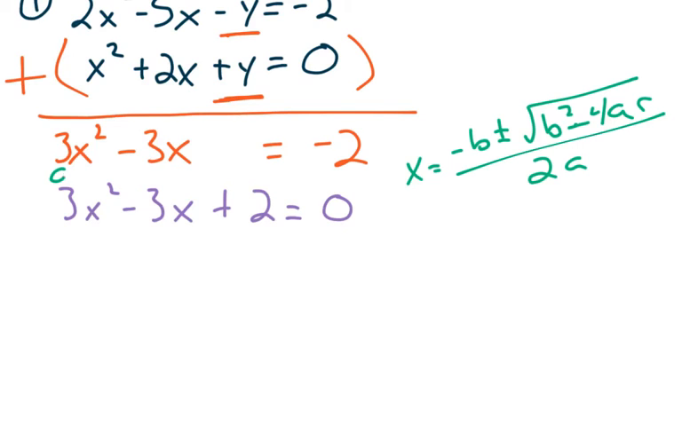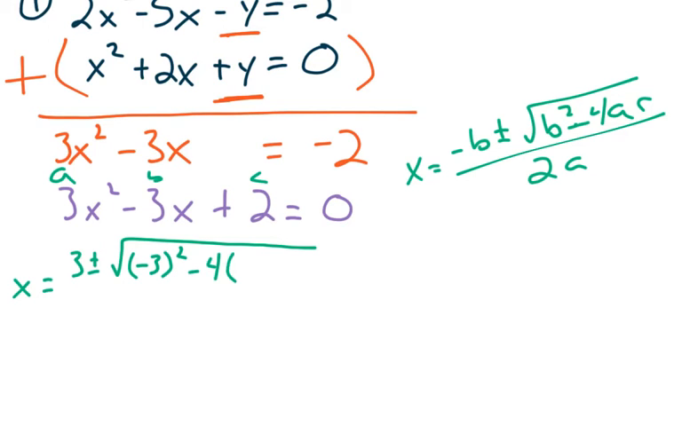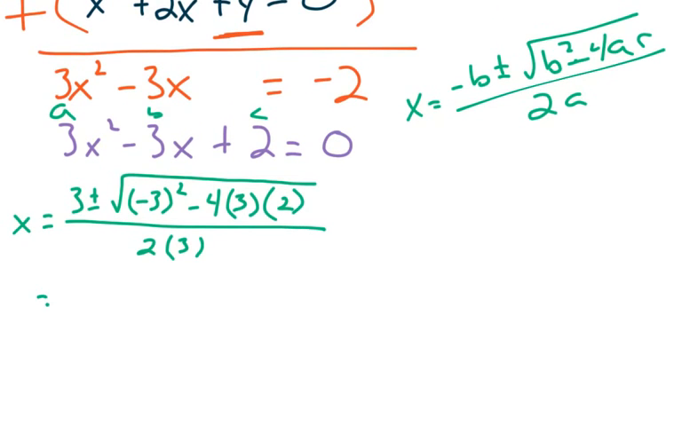Okay, here's a, here's b, here's c. Let's plug everything in. So we got x equals negative b, so b is negative 3, so we're going to have positive 3 plus or minus the square root of b squared, so negative 3 squared, minus 4 times my a value, which is 3, times my c value, which is 2. That whole thing gets divided by 2 times my a value, again being 3.